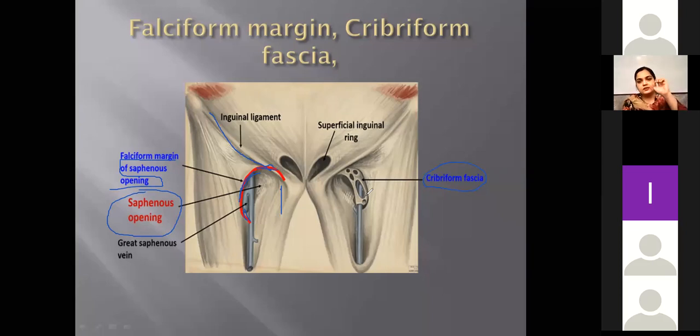Again, I am repeating, there is a tiny saphenous opening just inferior to the inguinal ligament and inferolateral to the pubic tubercle. This saphenous opening is for the passage of the great saphenous vein and the inguinal lymph nodes. It is covered by a very thin layer of connective tissue termed the cribriform fascia, which contains tiny holes for the passage of the great saphenous vein, which then becomes superficial in the thigh, and for the lymph nodes also. That is simply called the cribriform fascia.